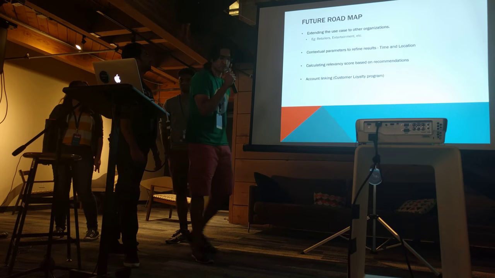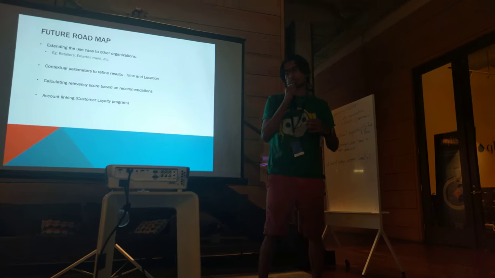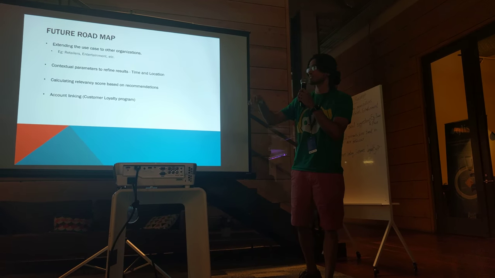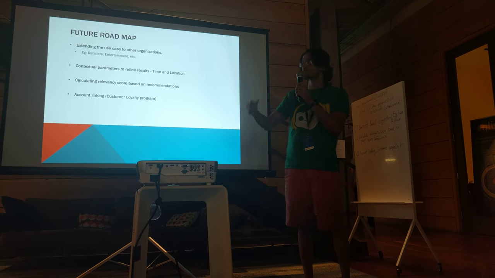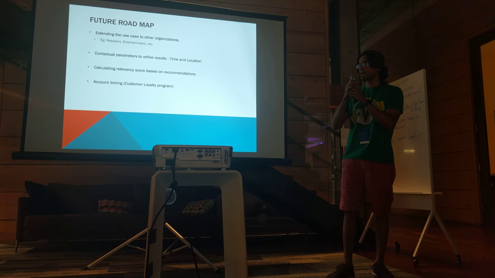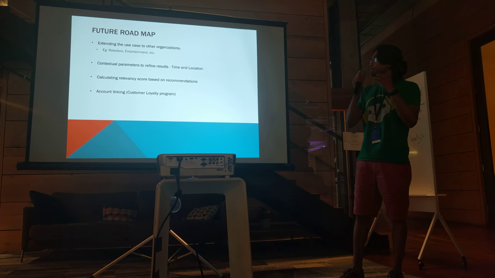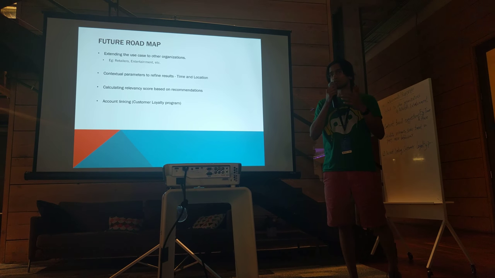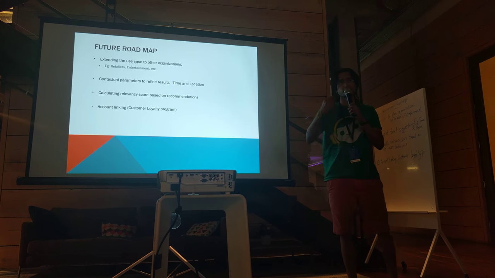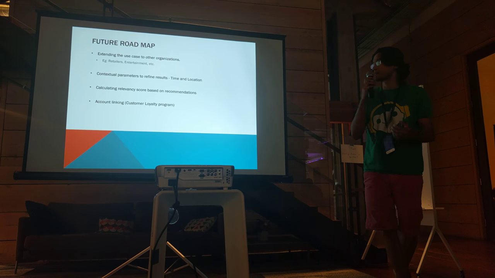So that was an overview of how our new age ad platform would work. But of course, let's take a look at the future roadmap. You can extend this to various other organizations, not just restaurants, like retailers and people in entertainment. And also you can provide more relevant results for the user based on contextual parameters like time and location, and you can calculate a relevancy score based on the customer's habits.